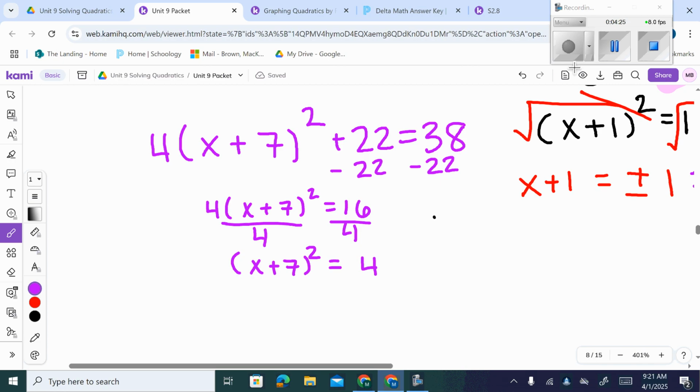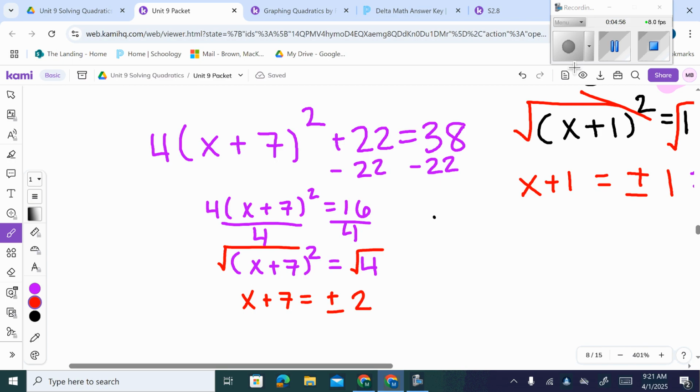Now, is there anything else you can move? Yes. The square. Yeah, your only option is to square root it. You're going to have x plus 7 equals, what is the square root of 4? What did you say, Liz? Negative 10? What's the square root of 4? Oh, no, 2. Positive 2 and negative 2.